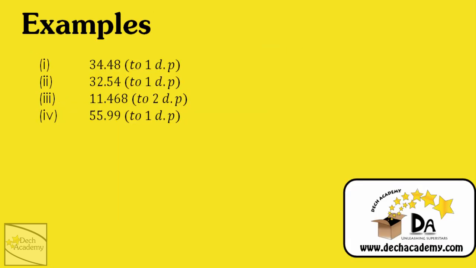And now, some examples. In the first one we're given 34.48, and we need to rewrite it to a number to 1 decimal place. So you just count 1 digit after the decimal point. Notice that the next digit is 8. It's greater than 5, so we round up. So we have 34.5, and then just ignore all the digits after the 1 decimal place. For this one, 32.54 goes to 32.5 because you count 1 digit after the decimal point. The digit after is 4, so you round that down.